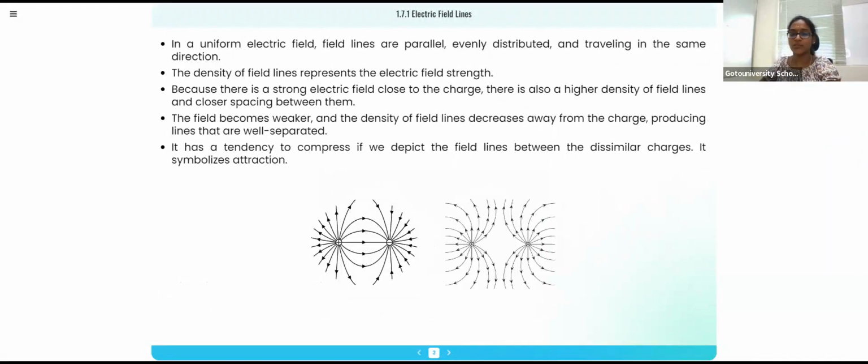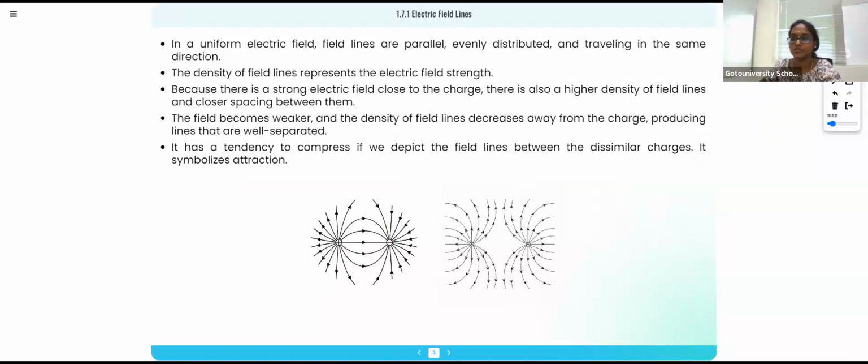So these are all the points you should know. And how the lines will look when it is attractive, and how the lines will look when it is repulsive. I'm showing that. If it is positive and negative, definitely the lines will start from positive. Keep it in mind, the lines will start from positive and end at negative. So this is how you have to draw it for unlike charges. If it is like charges, it will be like this. Just make sure you know this.